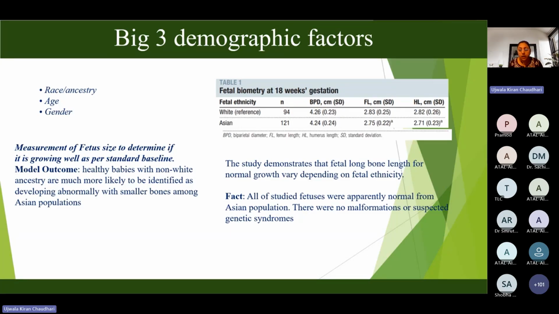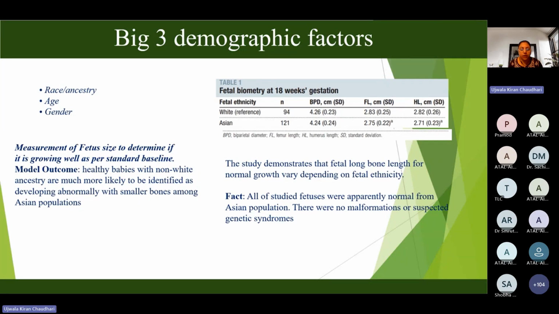But the study demonstrated this, and we can also think logically that Asians are typically shorter than Europeans, the British or Americans. This will definitely impact the fetus height as well. So they tried to prove this, analyzing how these things play out.